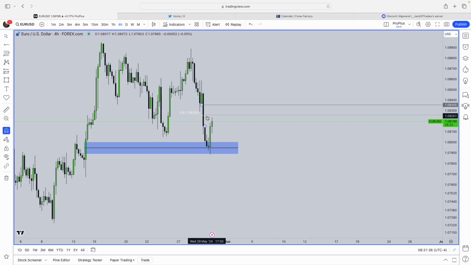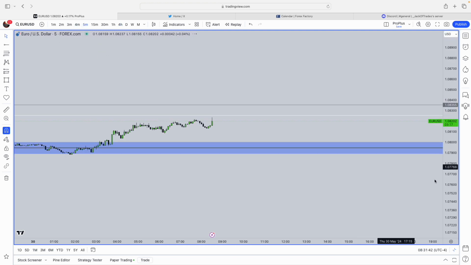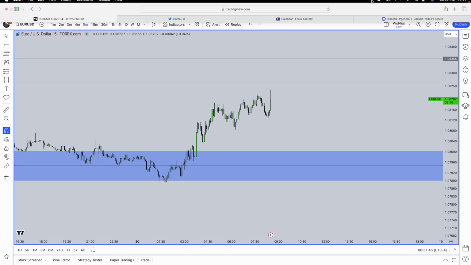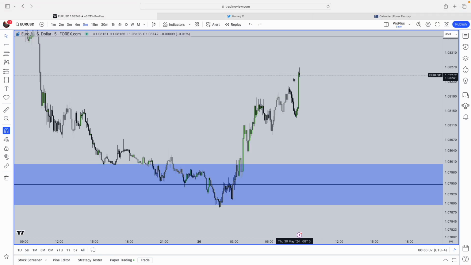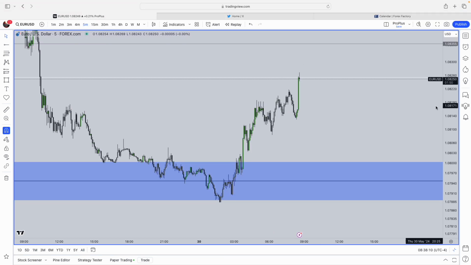CE. So that 5 minute lines up with the midpoint, which is nice. And then the next one would be the high of that. So let's see if price wants to keep climbing. Okay, so price has ran to this consequent encroachment of the 4 hour, or the low, sorry, of the 5 minute.